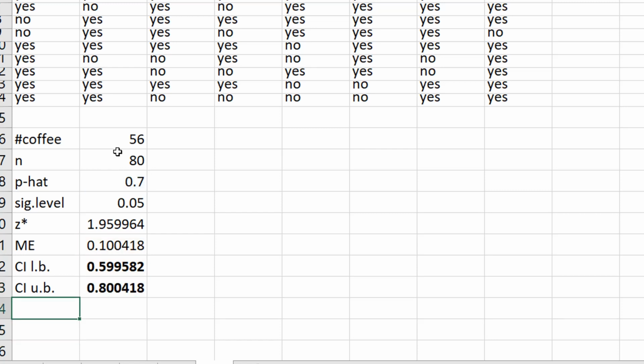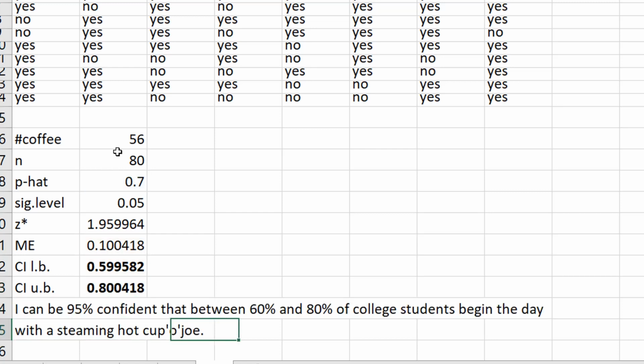So my conclusion would be that I can be 95% confident that somewhere between 60 and 80% of college students begin the day with a steaming hot cup of joe. Yeah, so this is my interpretation of this confidence interval.